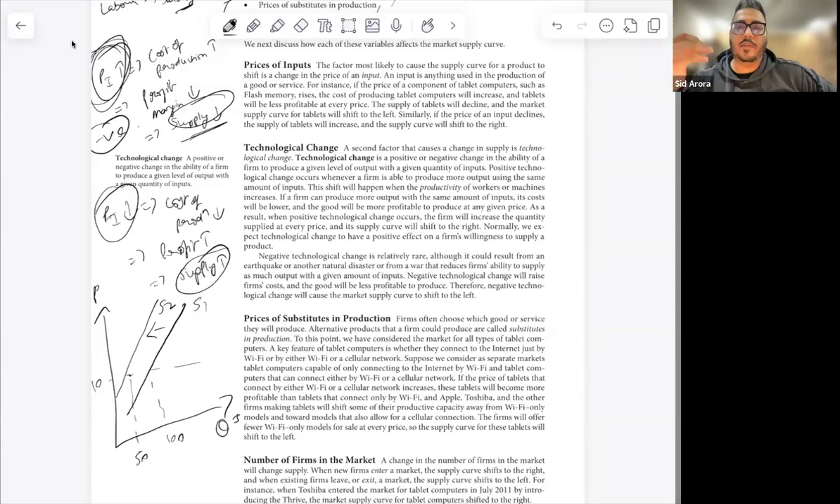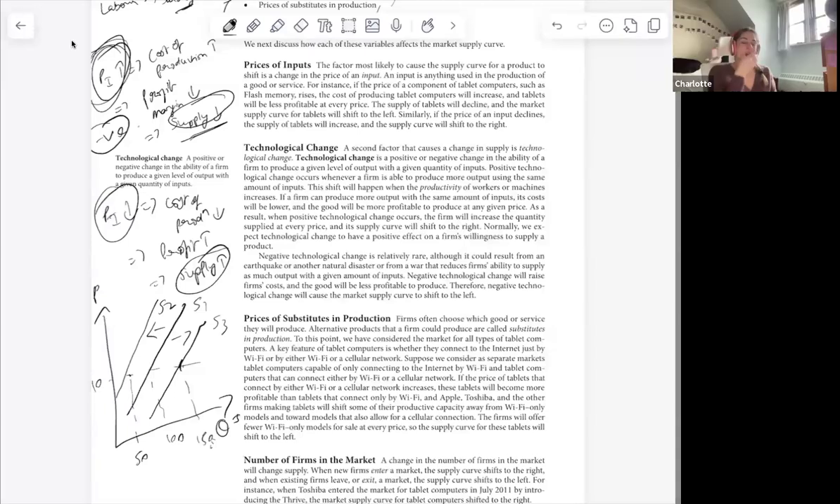Okay, so when the price of inputs goes up, that results in a leftward shift in the supply curve. If the price of the inputs goes down, now you want to supply more. So you're at this point. So it's a rightward shift in the supply curve from S1 to S3. All right.